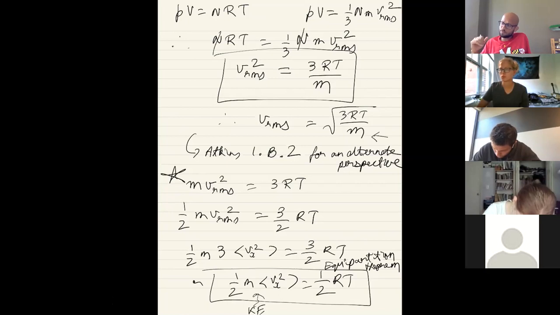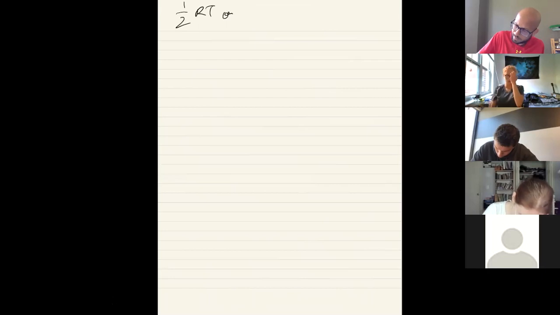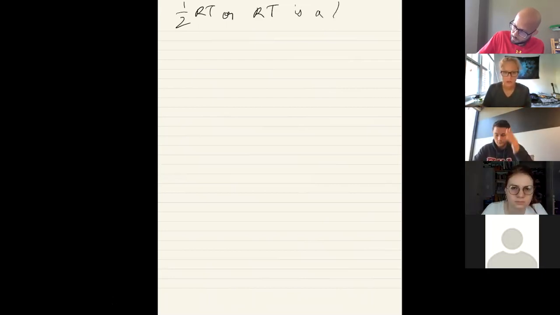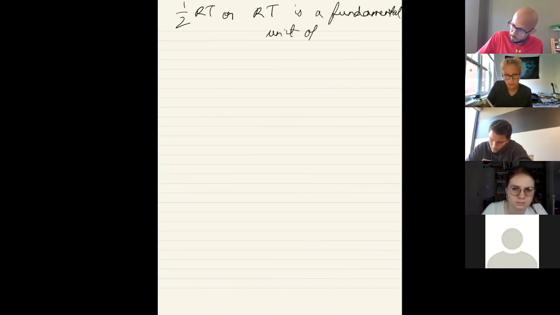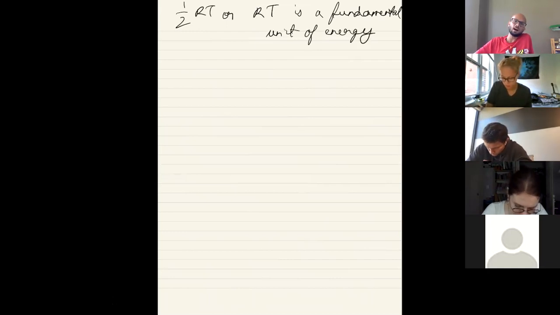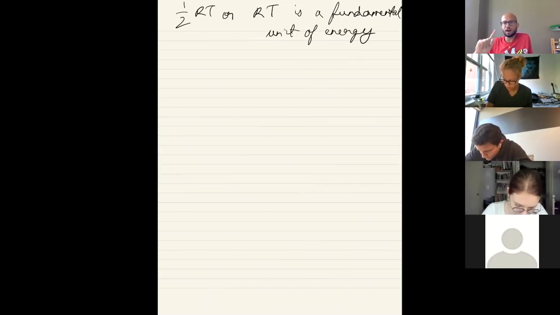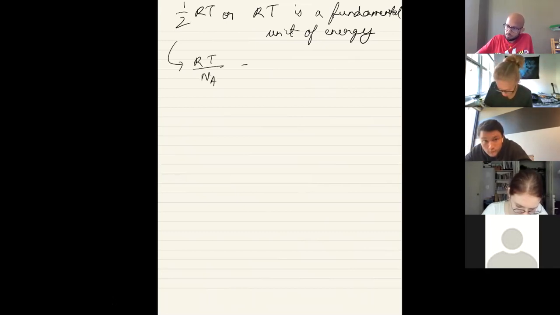This is for a mole of gases, right? If you're thinking of per particle of a gas, of a bunch of gas molecules, what I'm saying here is that 1/2 RT, or just RT, is a fundamental unit for energy. When you think about energy in physical chemistry and you try to think, is the energy small? Is the energy large? What does it mean? You should always think of RT. More specifically, you should think of RT divided by Avogadro's number, which is called kB, Boltzmann's constant, kB multiplied by T.